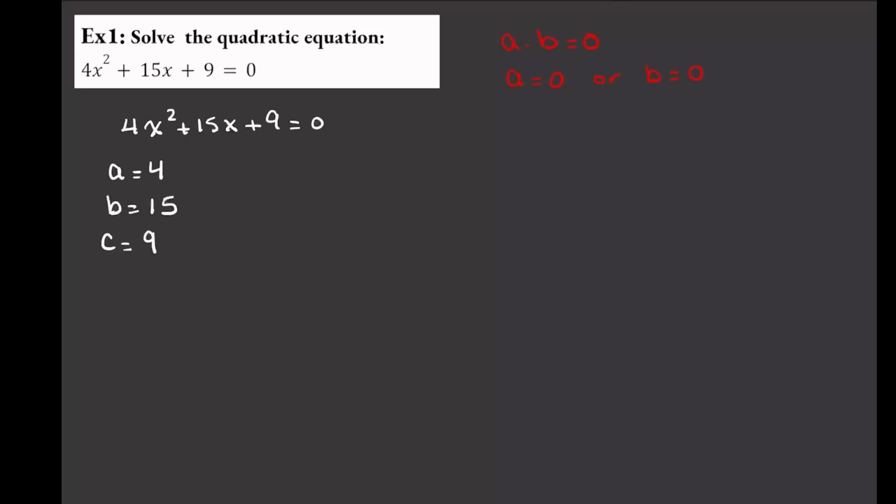The grouping property tells us that we draw this X shape. We need to find two numbers that multiply to a times c. Right here, a times c is 4 times 9, which is equal to 36. So we need to find two numbers that multiply to 36 and that add up to 15.